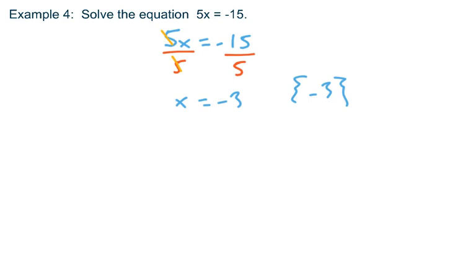And I think we'll check this one more carefully. 5 times, substituting negative 3 for x, is that indeed equal to negative 15? Sure it is. That's the solution. Opposite operations.